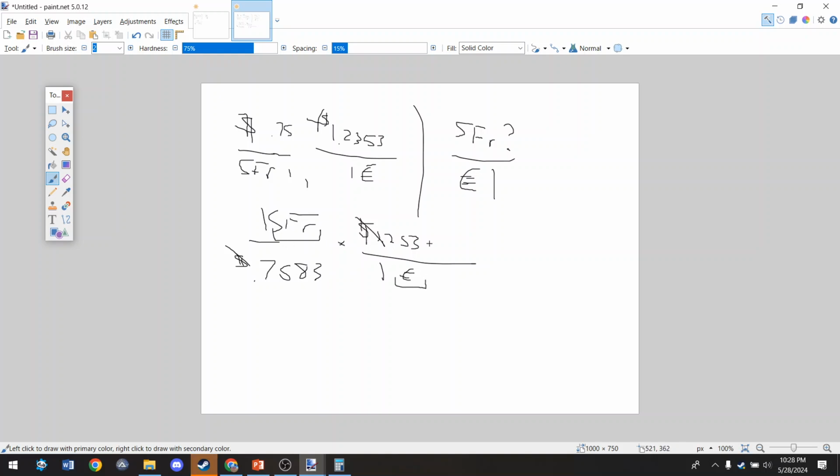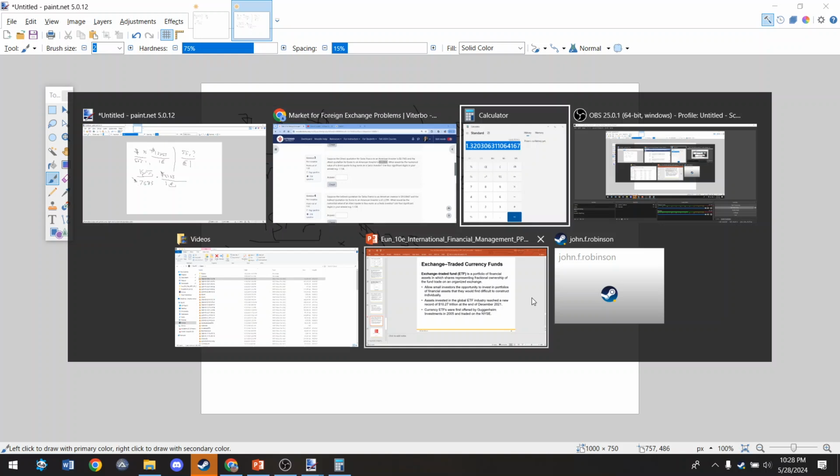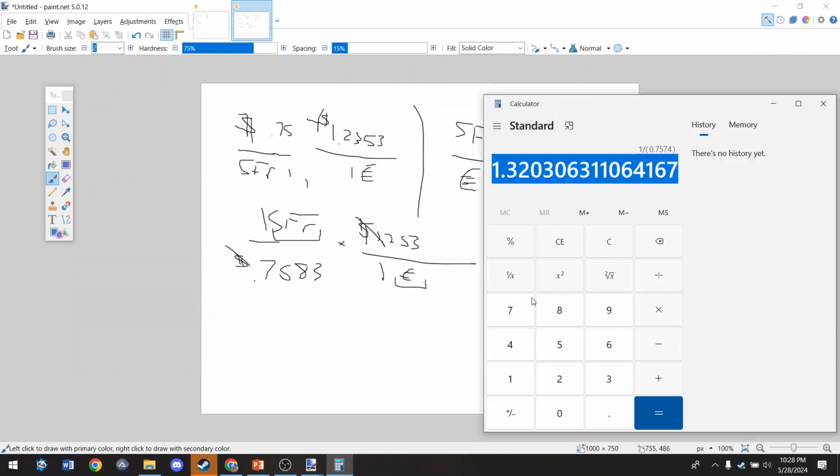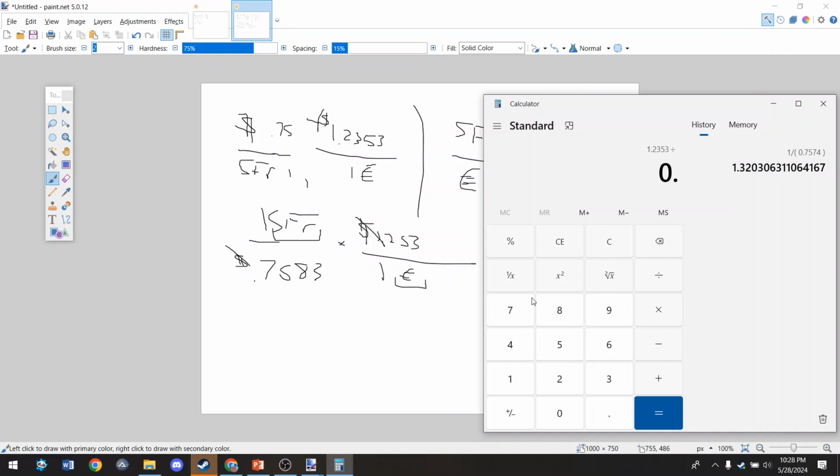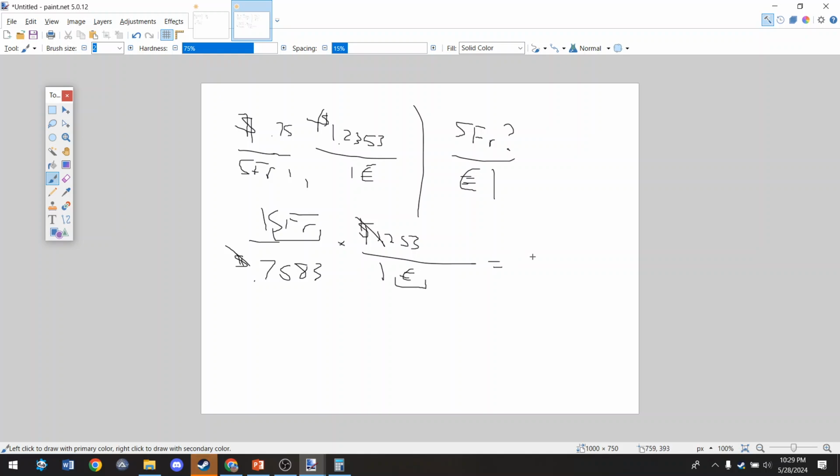But I have to do this calculation. So I have 1.2353 divided by 0.7583. 1.2353 divided by 0.7583. That would be 1.63. Now let's just sanity check this. It's not a buck because it's not dollars.